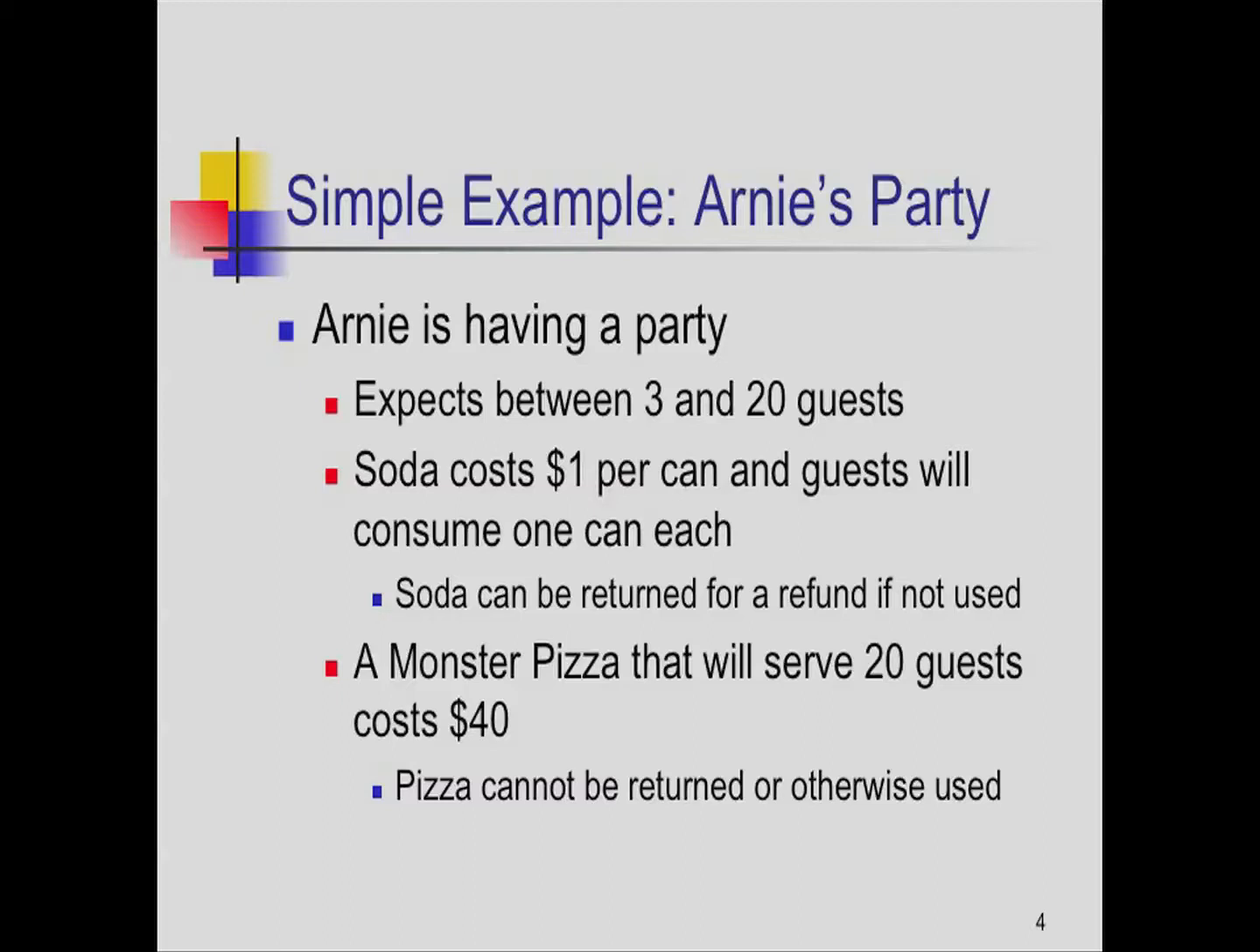So back to the example, you can return the soda for a refund. We have a monster pizza that will serve 20 guests, and that costs $40. You can't return the pizza or use it otherwise. Now, before we go to the next slide, who can tell me what the variable cost and the fixed cost is here?